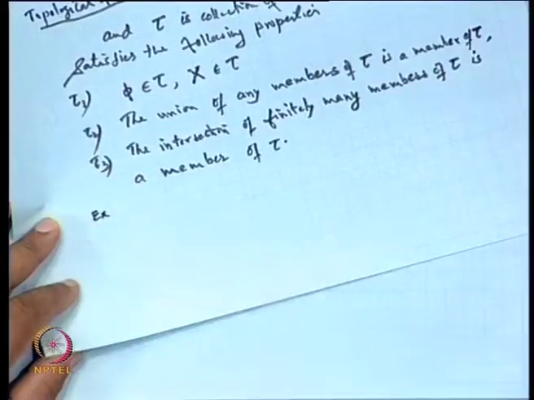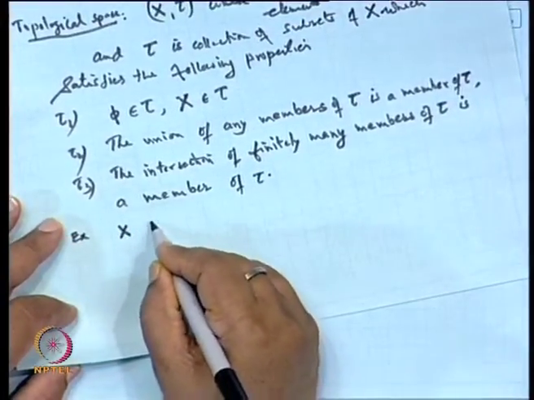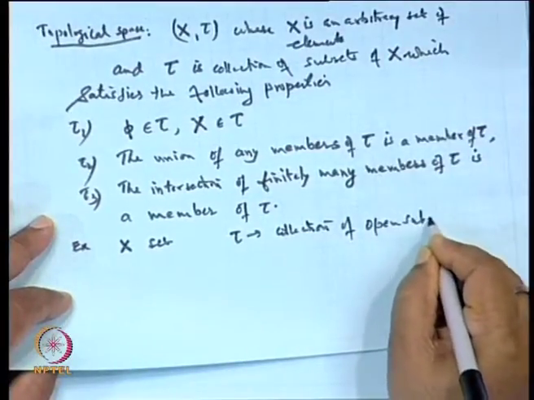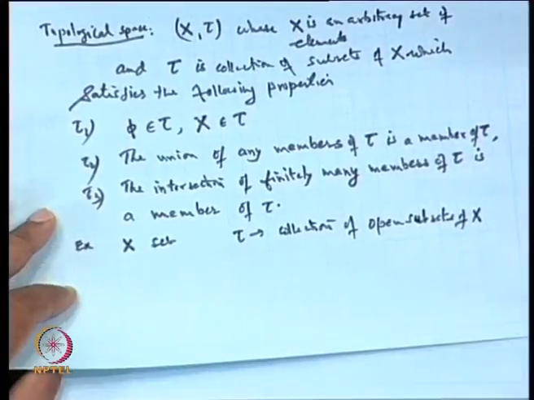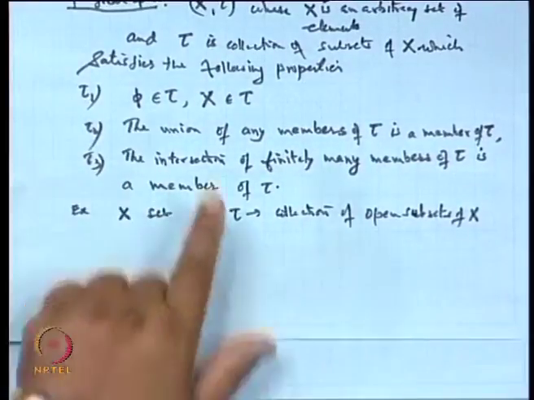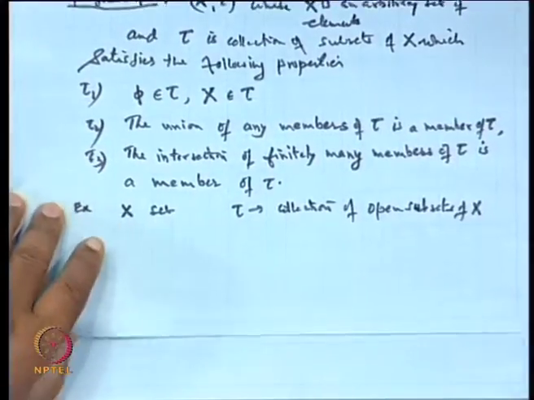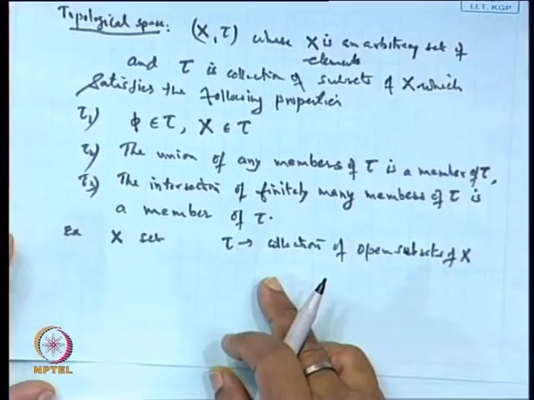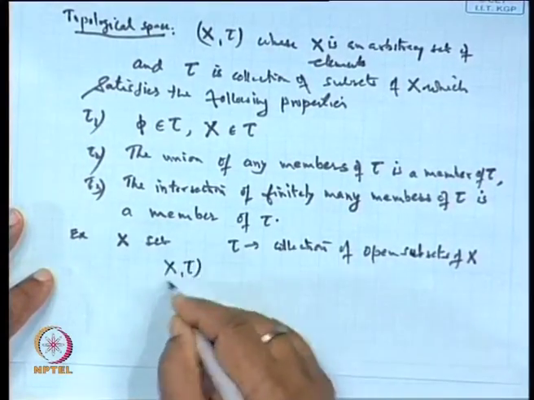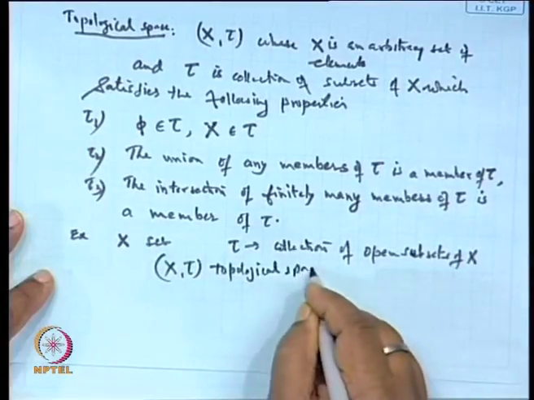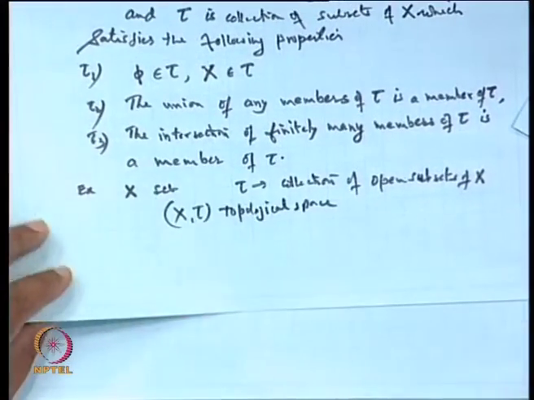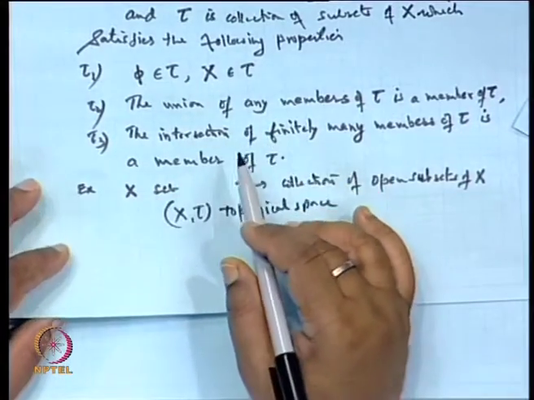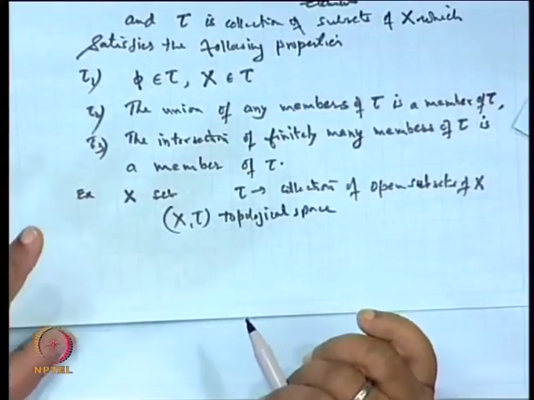In fact, as a general result, suppose X is any arbitrary set and tau is the collection of open subsets of X. Then obviously the empty set is an open set, X is also an open set, because these are the two trivial cases. The union of any collection of open sets is again open, and the finite intersection of open sets is open, which are well-known results. So this set X with tau will be a topological space, clear? The collection of all the open subsets of X will form this. In fact, from here we have generated these definitions, and since this is true for all cases, we can take this as the axioms or the definition of a topological space.